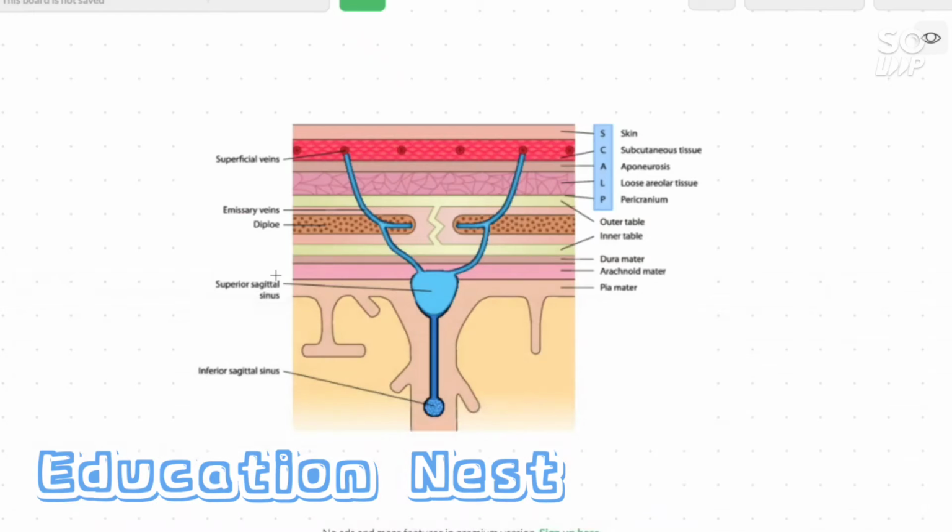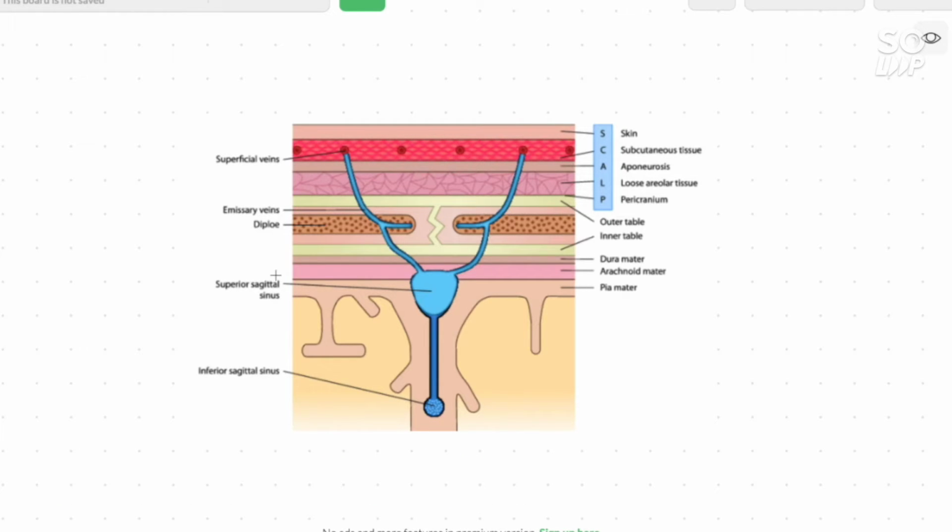Today we are going to cover the scalp, and the scalp is the skin over your head. It is not the skin over your face or your neck. It's just the skin over your head. So that's why we call it the scalp. In the anatomical sense, the scalp refers to the layers of skin and subcutaneous tissues that cover the bones of your cranial vault only.